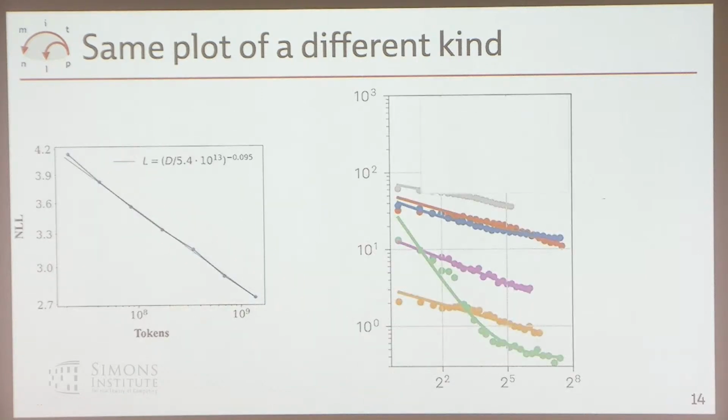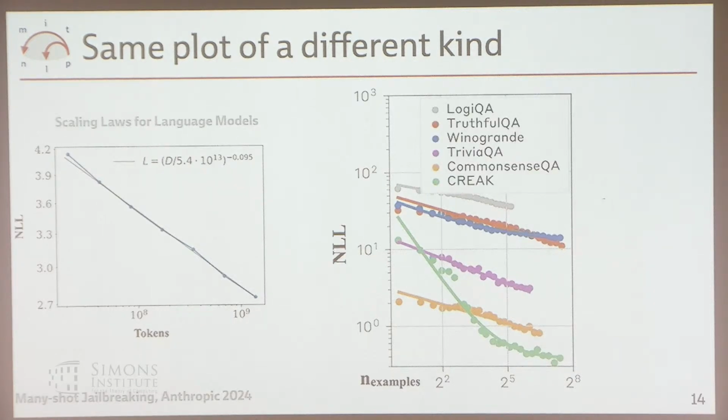Can you guess what this other plot is? This is produced by few-shot prompting a language model on different question answering benchmarks. It again shows the negative log likelihood on the y-axis with respect to the number of examples provided in context. Both of them are the same kind of curves obeying power laws. The model somewhat learns linearly with the log of the input length.